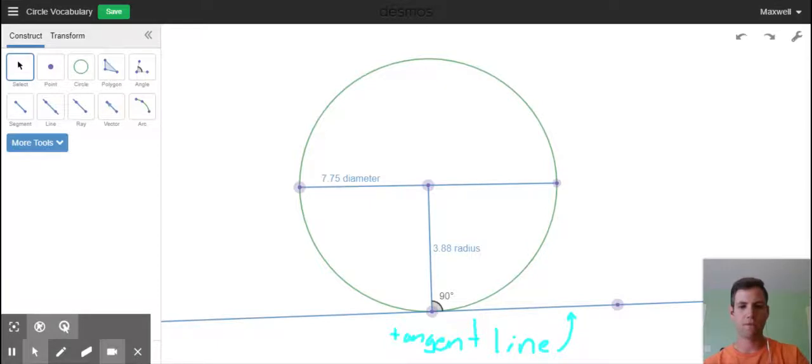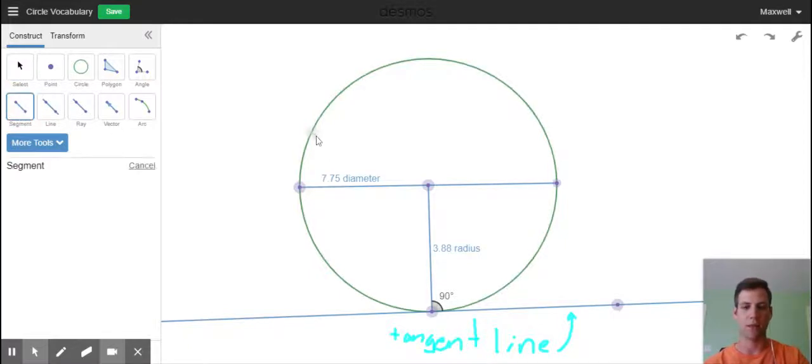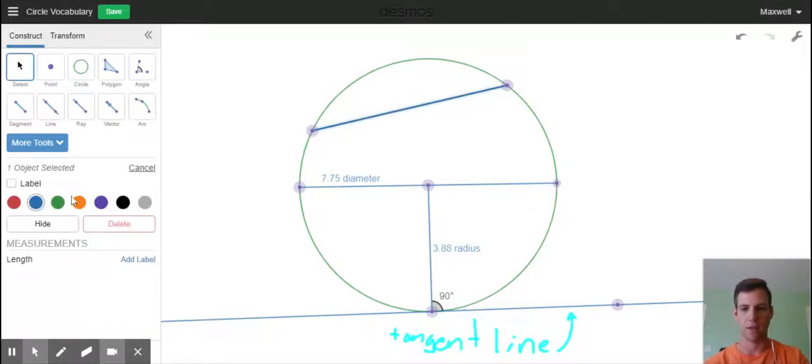The next idea that we're going to draw on our circle would be a line segment that would connect one point on our circle to a different point on our circle. And this line segment here has a different name. It is known as a chord. That is just what it sounds like, what I mentioned before, connecting 2 points on the circle.